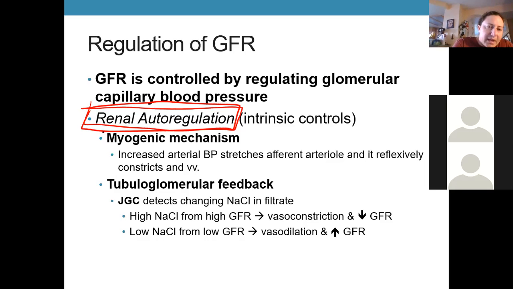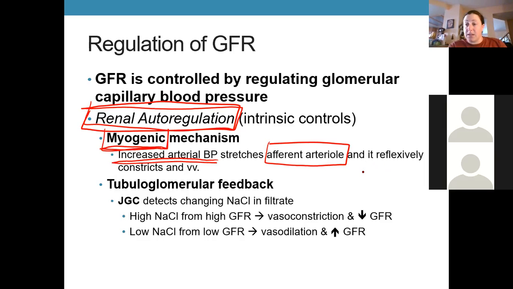So the myogenic mechanism, myo refers to muscle. This just refers to the tendency of smooth muscle in the walls of a hollow organ to constrict when they're stretched. And this is specifically for the afferent arteriole, which is the blood vessel that supplies the glomerulus. When we have increased blood flow because the blood pressure in our bodies goes up, we will see this small artery constrict. And so what that does is it maintains a steady amount of blood going into the capillaries so that the rate of filtration stays the same.